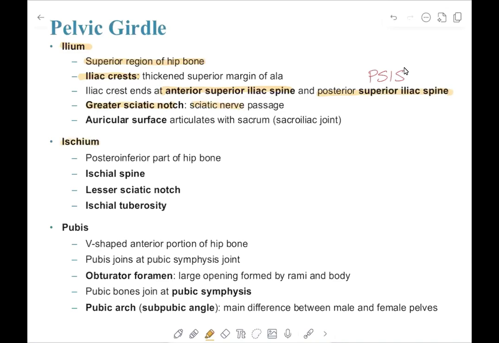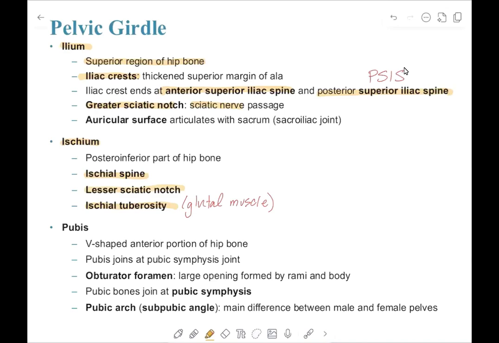On the ischium, we have the ischial spine, which is what we sit on. So right now, where your butt is touching the seat, providing you're sitting down, is where the ischial spine is. But the most inferior part is really the ischial tuberosities, because this is where the gluteal muscles attach. Then there is a lesser sciatic notch.